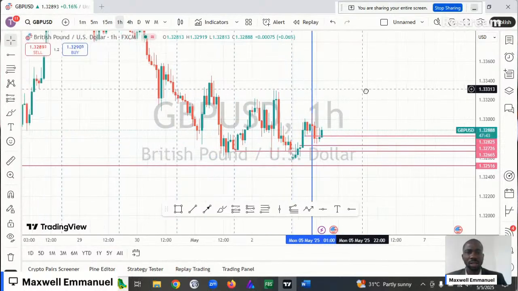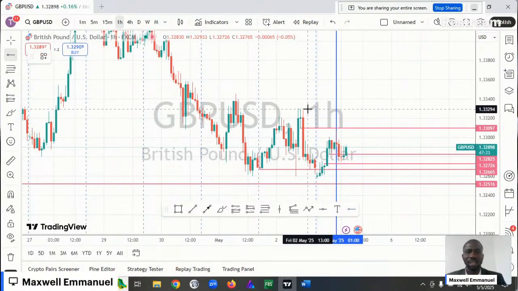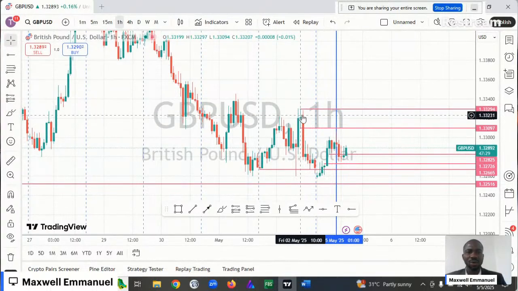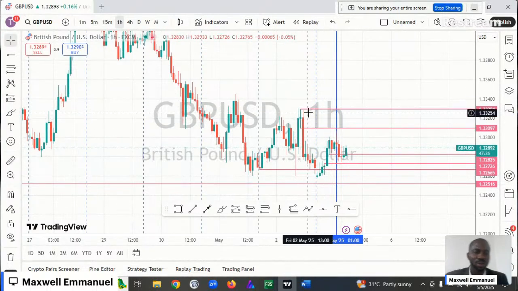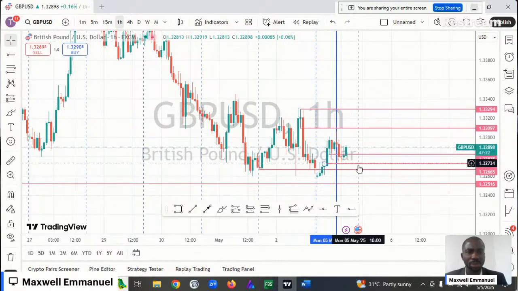Most likely GU would come fill this fair value gap. I'm just going to go for between 40 and 50 pips. That's my target. And it's likely going to clear the liquidity residing at this relative equal high. That's my expectation on GBP USD.